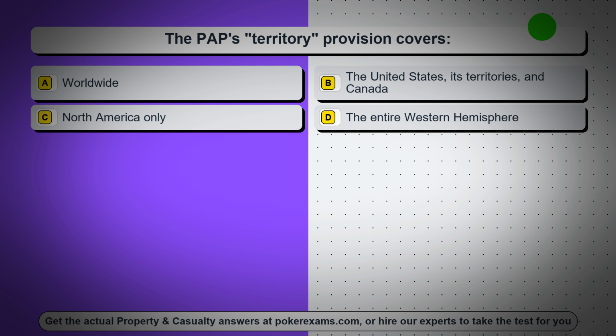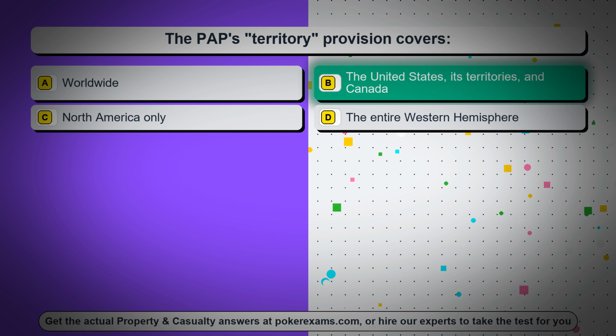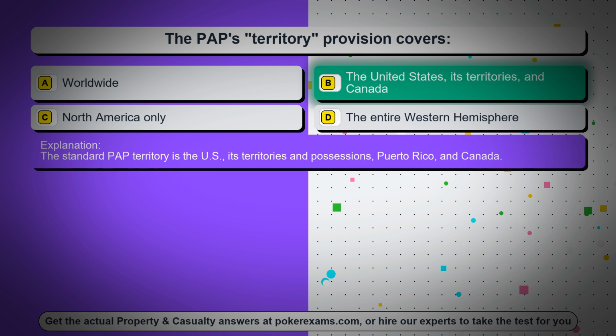Question 29. The PAP's territory provision covers: Option A, worldwide. Option B, the United States, its territories, and Canada. Option C, North America only. Option D, the entire Western Hemisphere. The correct answer is option B, the United States, its territories, and Canada. The standard PAP territory is the U.S., its territories and possessions, Puerto Rico, and Canada.